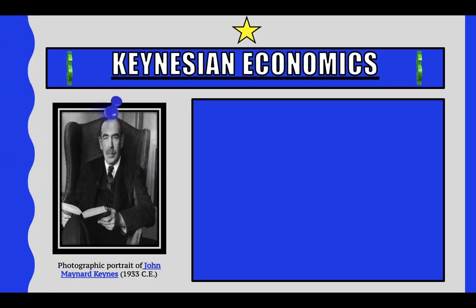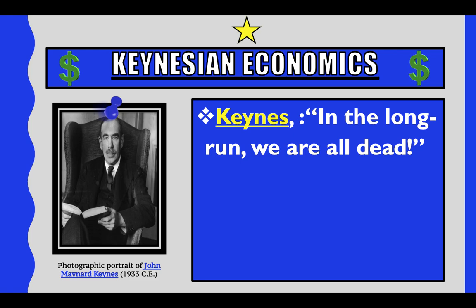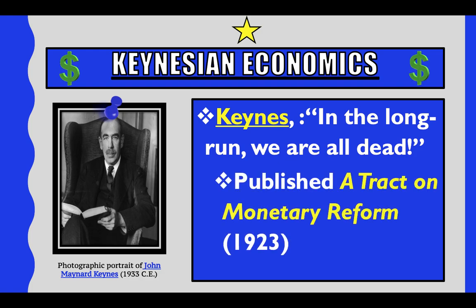So now enter John Maynard Keynes. Keynesian economics is really a principal idea of economics that's based on his ideas. He argued in the long run, we will all be dead. So this is really criticizing the classical economists, saying that the market will self-correct. Keynes says instead we really can't wait that long.